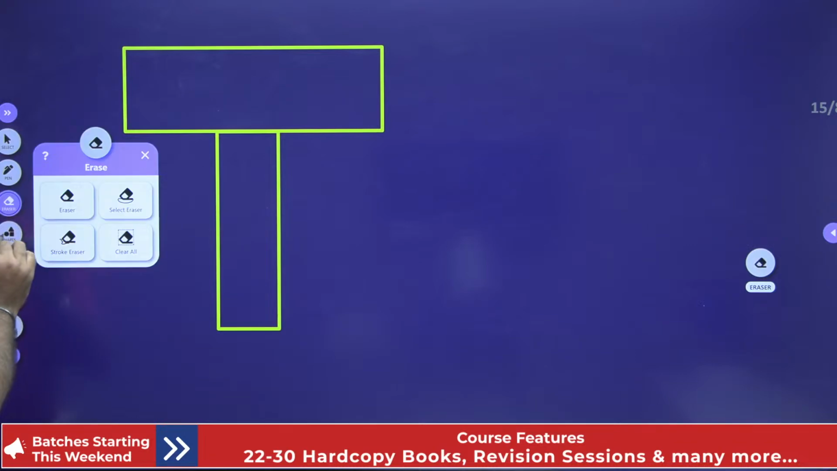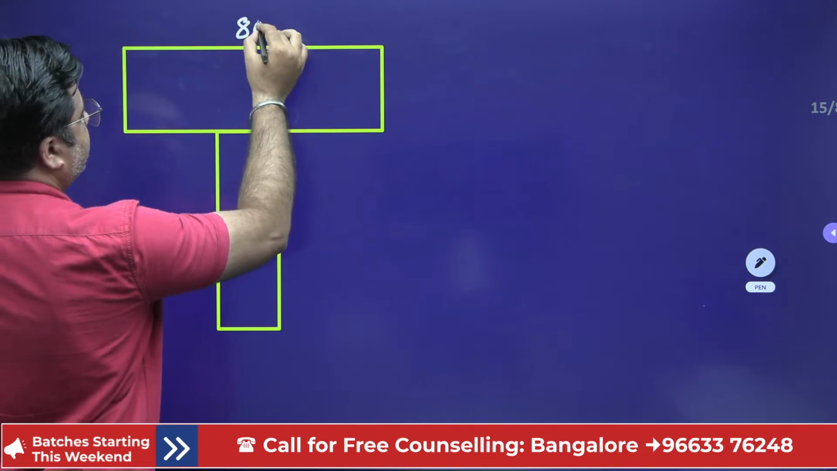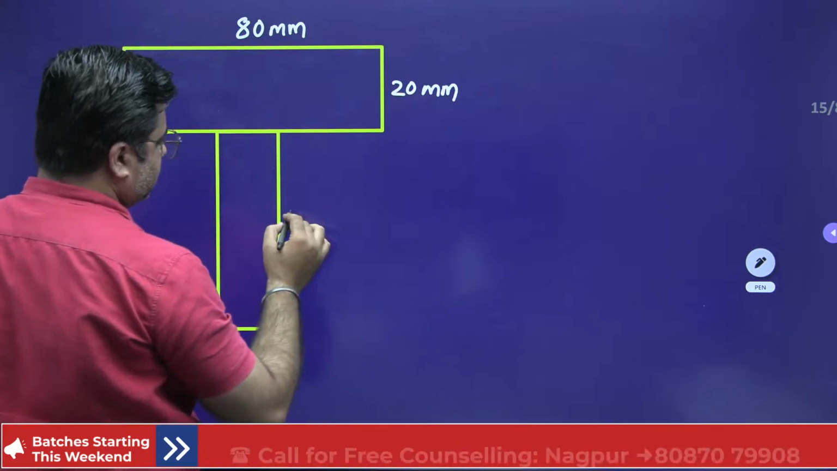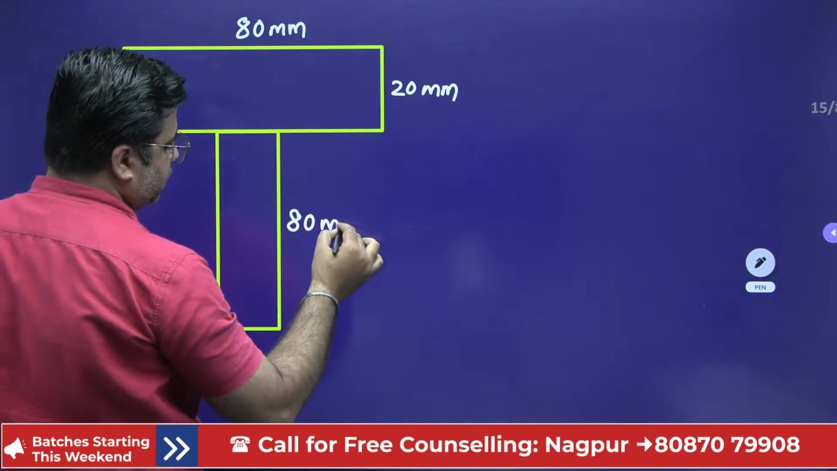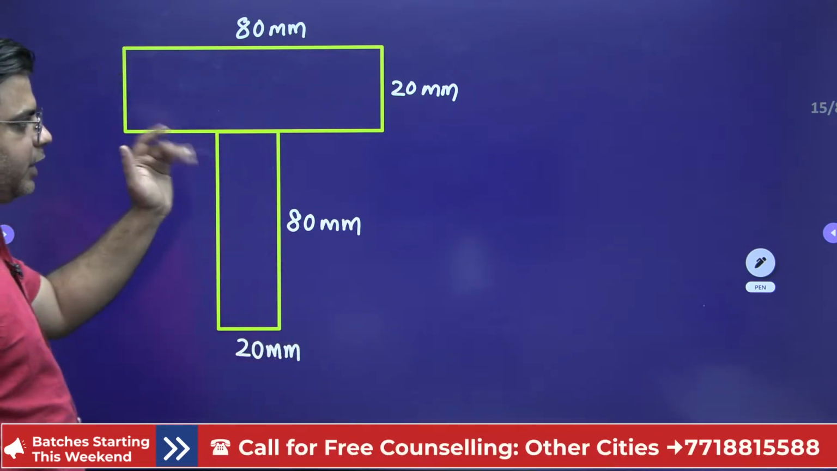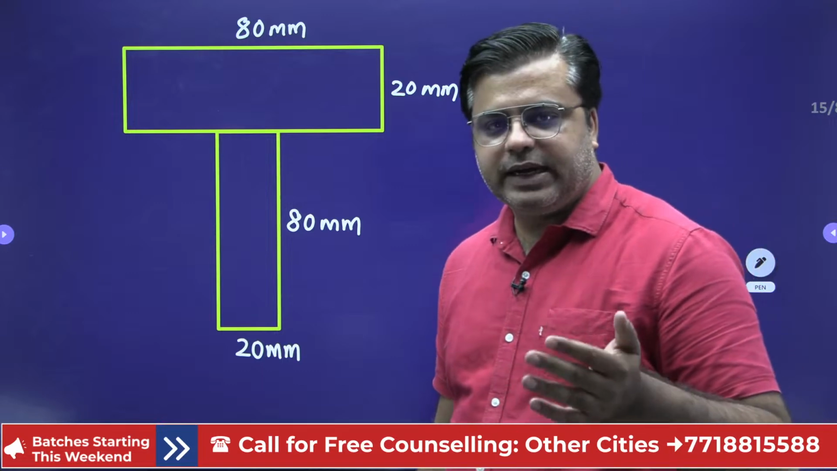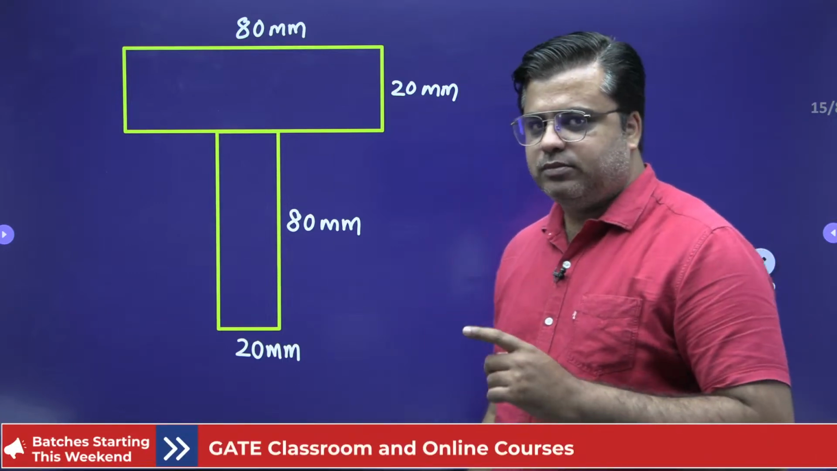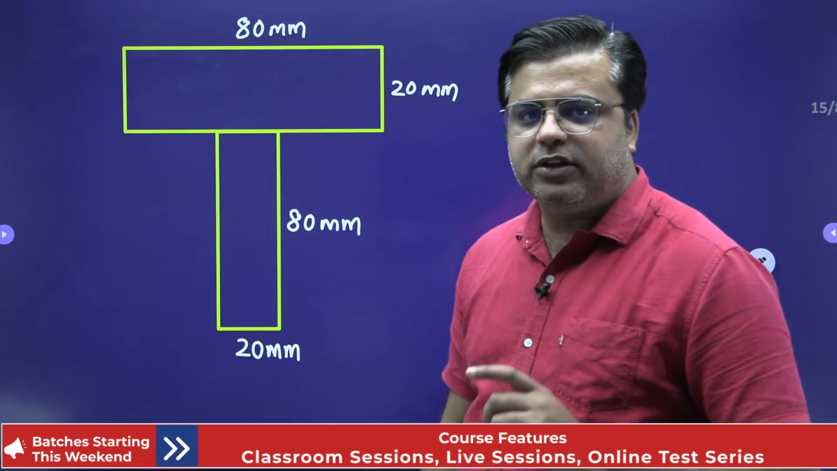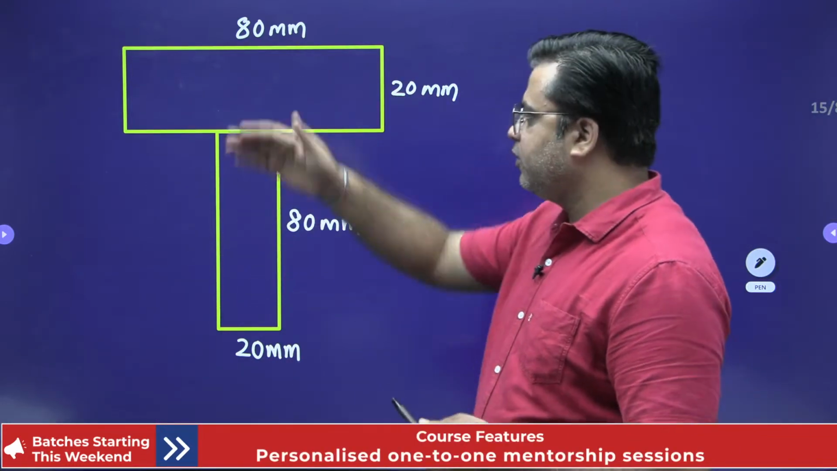I'll quickly give you the dimensions. Just try this question. This is 80 mm. This is 20 mm. This is also 80 mm. And this is 20 mm. You need to locate the position of the neutral axis for this T section. Just try it quickly. First, locate the value of Y1 bar. Second, Y2 bar. And then take the moments. We will always locate it from the top fiber.